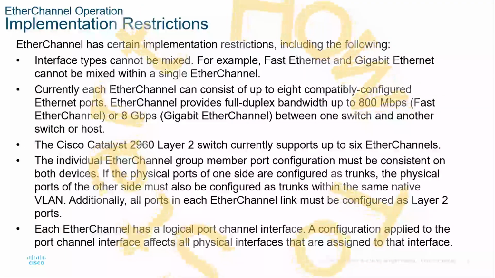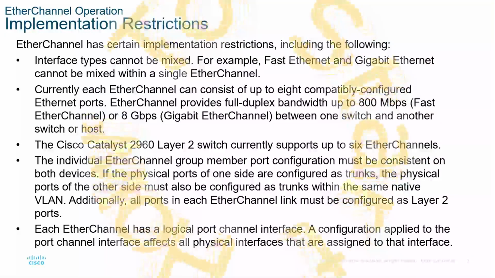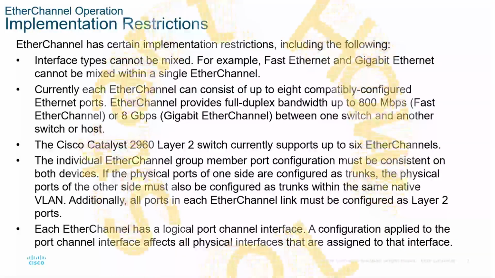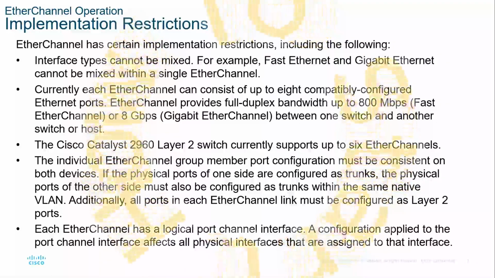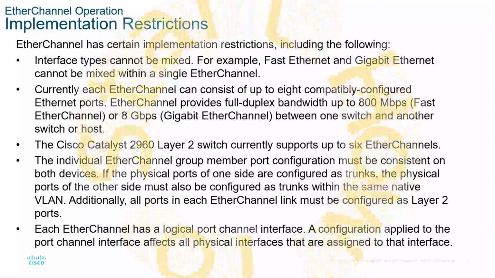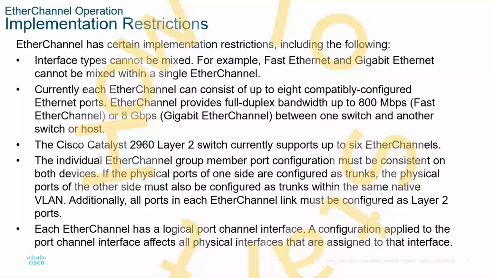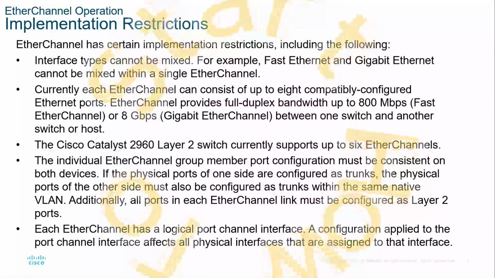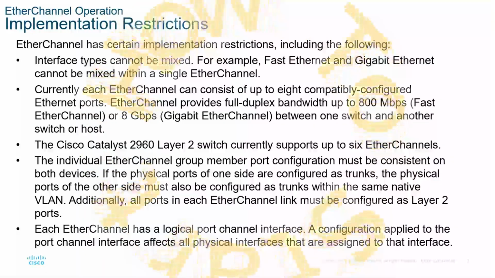So what are some of the restrictions? Well, first of all, interface types cannot be mixed. You cannot have Gig and Fast Ethernet. It needs to be one or the other. Another important part is that currently each EtherChannel can only consist of up to 8 compatibly configured ports. The Cisco Catalyst 2960 Layer 2 switch can only support 6 EtherChannels. So again, if we are using newer switches, we can do 8 compatibly configured ports. If we are using a Cisco 2960, we can only do 6 EtherChannel ports. Individual EtherChannel group member port configuration must be consistent, and each EtherChannel has a logical port channel interface that's going to be the overall group.